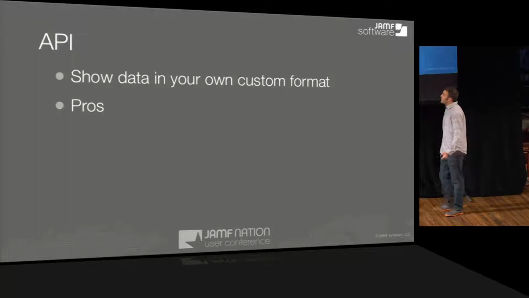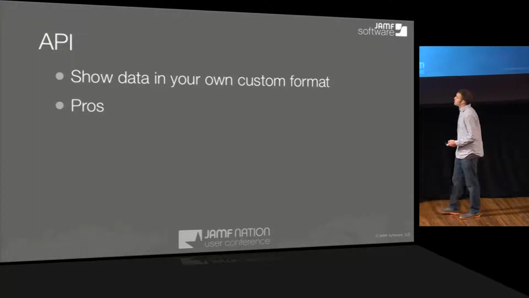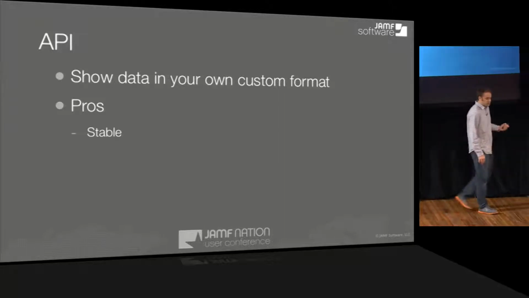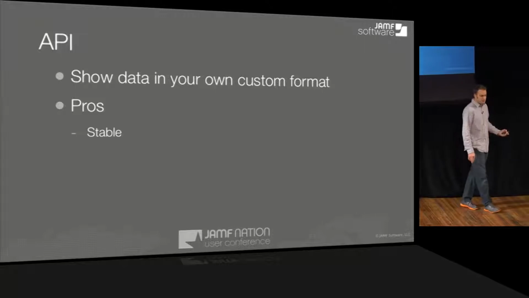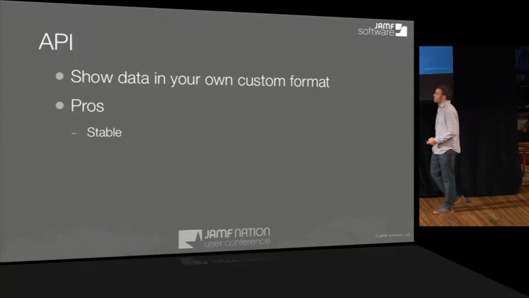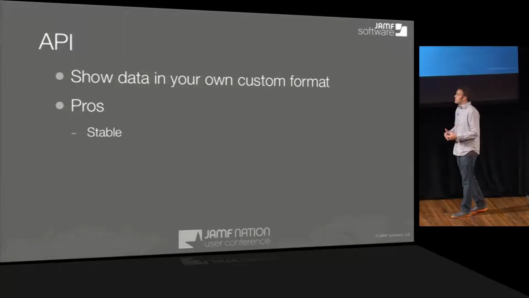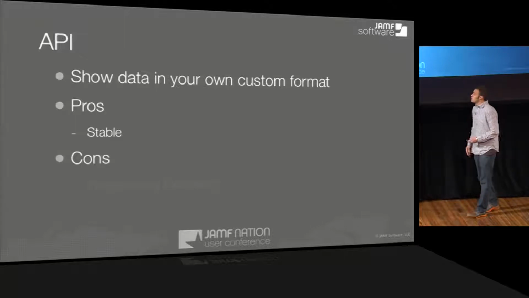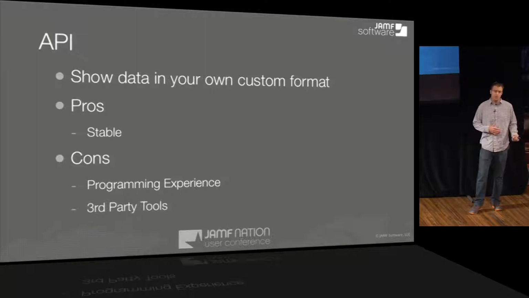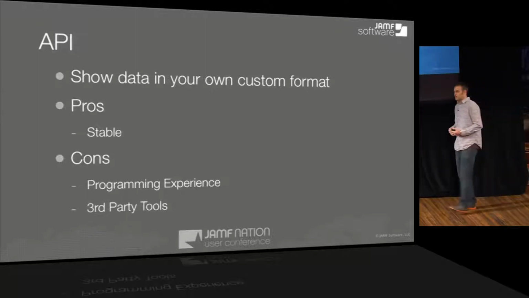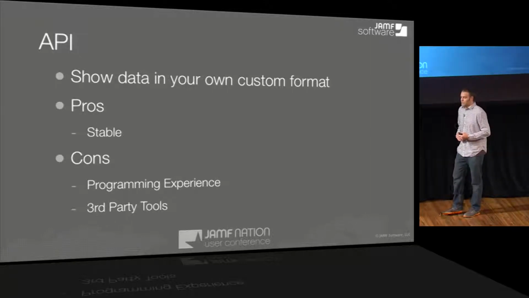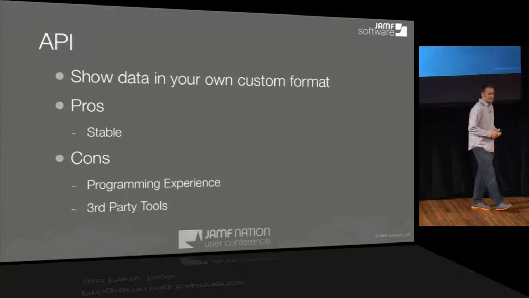So then moving on to the API, same kind of idea. One of the pros with an API is that it's stable. So we did a lot of testing between version 8 and version 9 to make sure that the same objects were available, that the format was very similar as well between the two APIs. So we're maintaining that going forward. One of the cons is that it does require some programming experience, and maybe some third-party tools. There are a lot of resources out there on how to work with these things, and a lot of tools that actually integrate directly with it, but it does require some setup and a little bit of expertise to be able to do that.